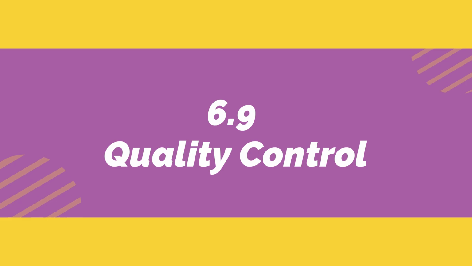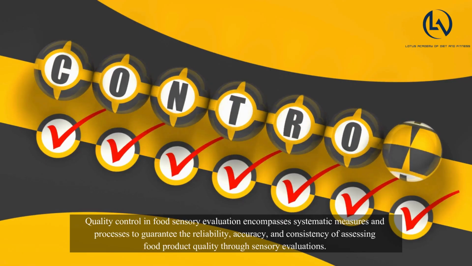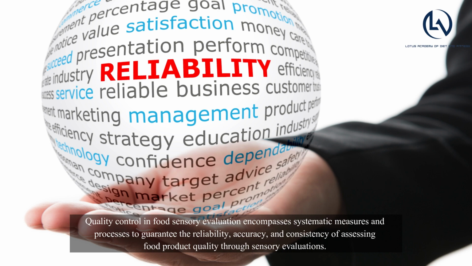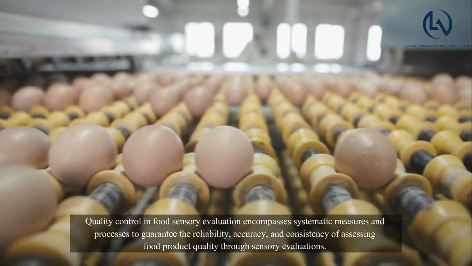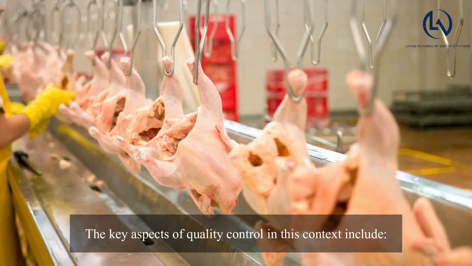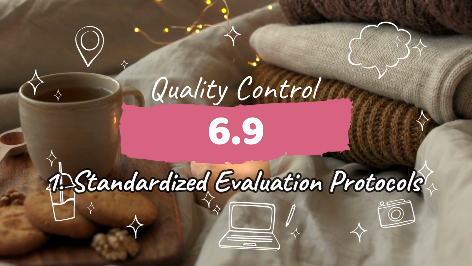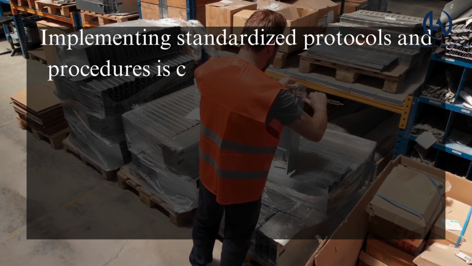Quality control. Quality control in food sensory evaluation encompasses systematic measures and processes to guarantee the reliability, accuracy, and consistency of assessing food product quality through sensory evaluations. The key aspects of quality control in this context include standardized evaluation protocols. Implementing standardized protocols and procedures is crucial.